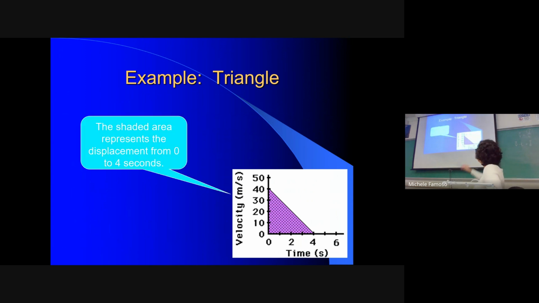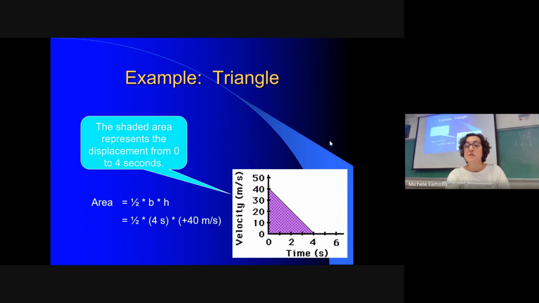So from your reference table, let's say, for example, this is showing an object slowing down as it travels to the right. It starts off at positive 40 meters per second and ends up at 0 meters per second over that 4-second time interval. So when I shade in that graph between the velocity line and the time axis, I end up getting a triangle. So that triangular area would represent the displacement between 0 and 4 seconds. So if I asked you to calculate the displacement, you could just calculate the area of that triangle if you'd prefer, instead of using that equation.